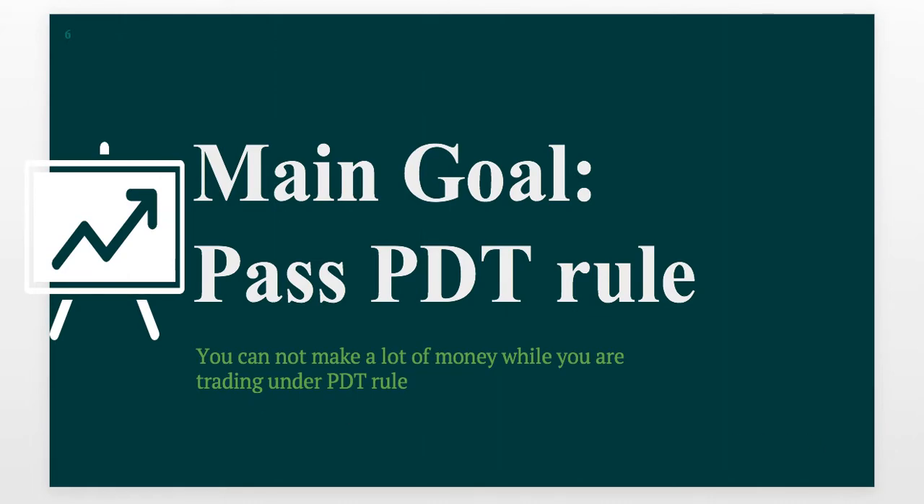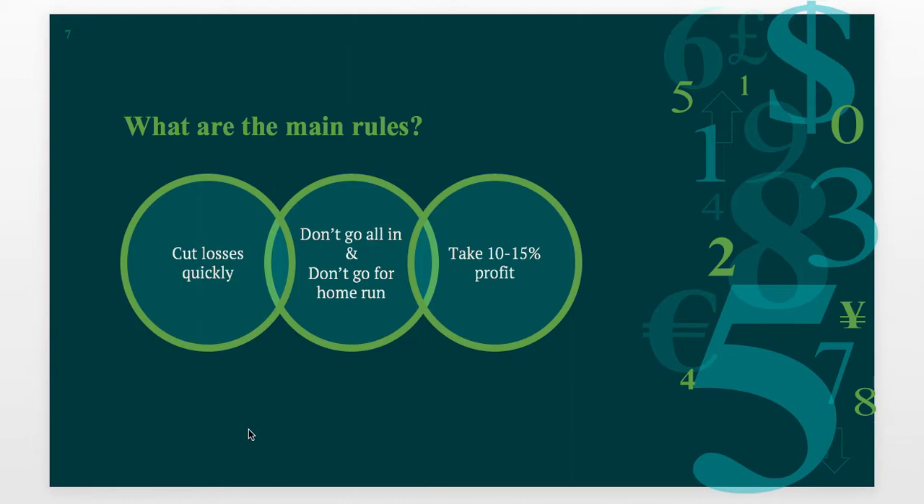So the main rule you have to follow when you have a small account is: cut losses quickly. You cannot afford big losses because you need to stay in the game. So don't go all in and don't go for a home run. This is the second main thing I suggest for small accounts.